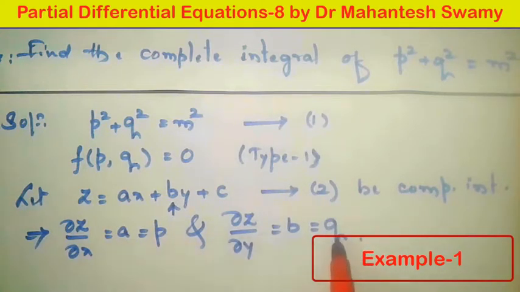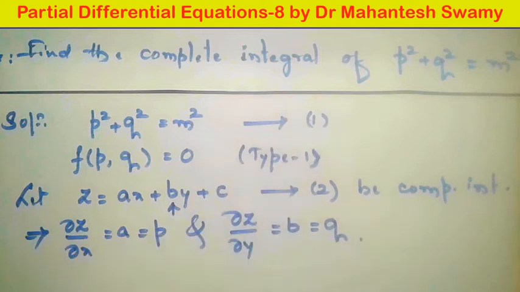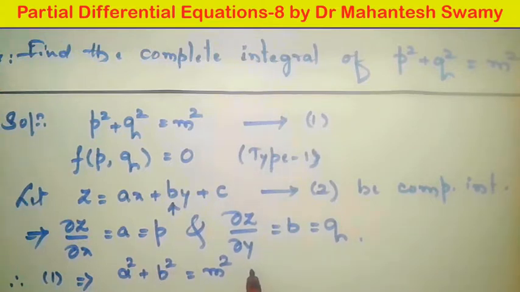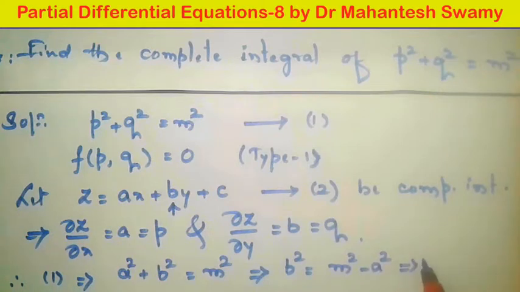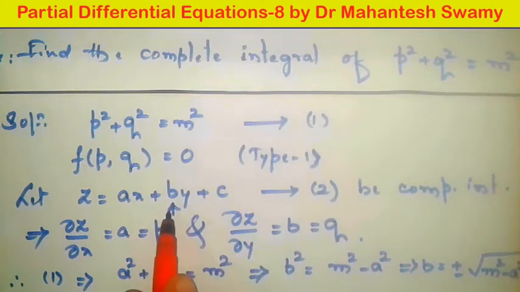Now let us substitute these two values of p and q into equation number 1. Therefore equation number 1 implies that a square plus b square equal to m square. So from this we can get the value of b. So b square equal to m square minus a square, and therefore b equal to plus or minus square root of m square minus a square. So we have obtained the value of the second arbitrary constant b.